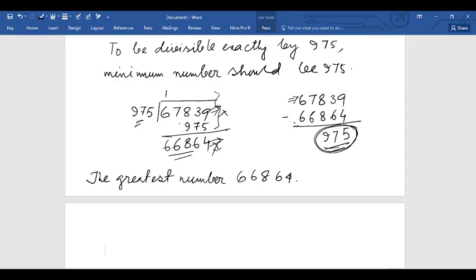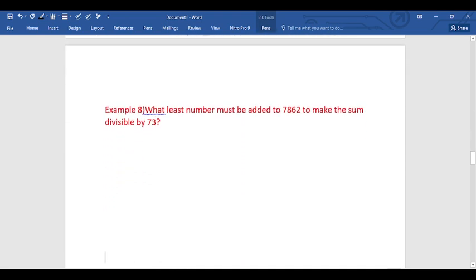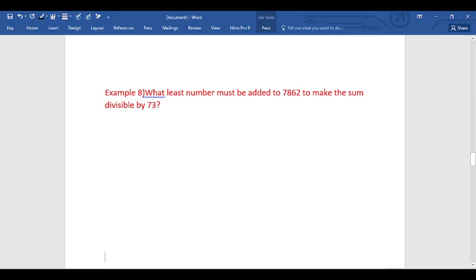I don't know whether this concept is clear to you or not. Let me know. Otherwise, I will repeat this with the easiest way in a new video or later part. I will upload a new video with the easiest method. If you don't understand this, next: what least number must be added to 7862 to make the sum divisible by 73?